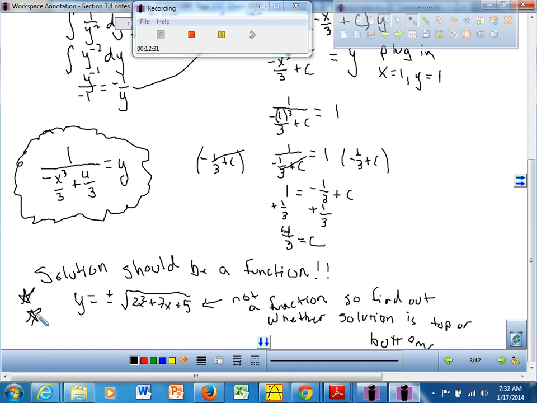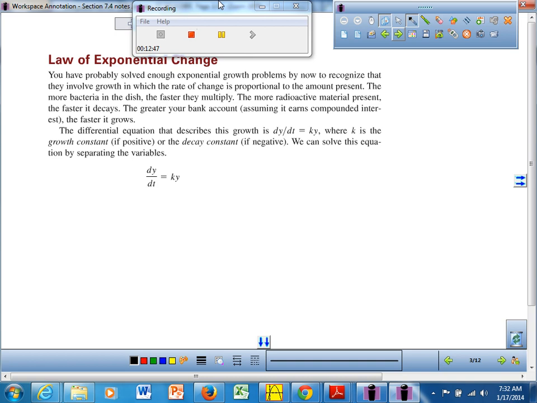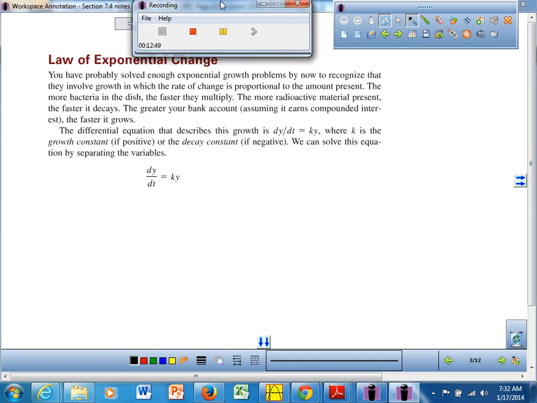Start here, reminder. Okay, any questions on number 1? Separating the variables and solving the differential equation. All right, so this is just reading. This is not something you have to write everything down for. Let's just find out where this is coming from. So the law of exponential change. Let's just read through it so we know what we're looking at.